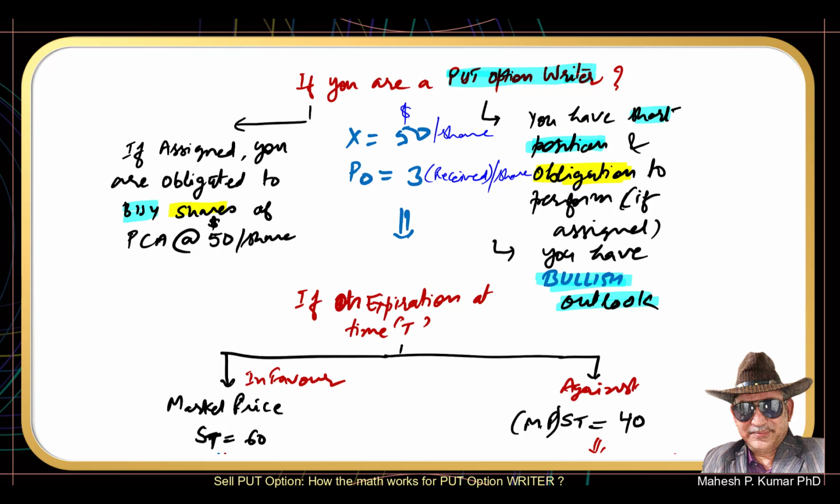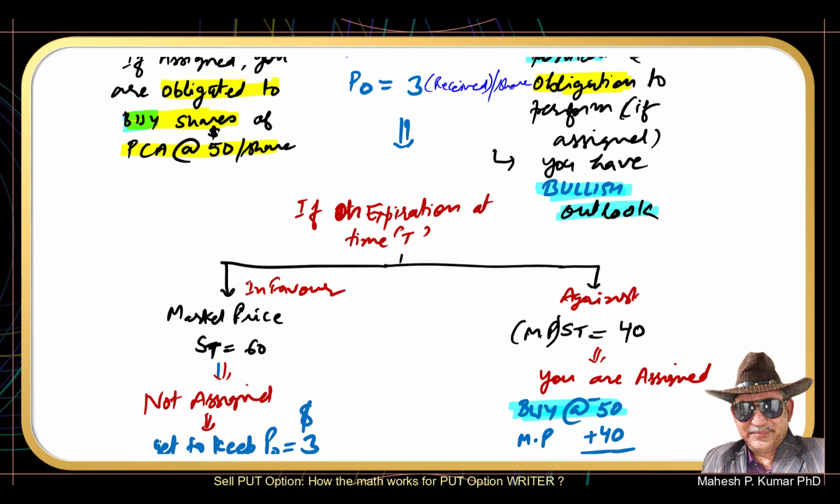and you have created this obligation that if assigned, you will have to buy the shares, right? The person who buys the put option has a right to sell, and the put option writer has an obligation to buy those shares. So you will have to buy these shares of PCA at $50 each if you are assigned on the expiration. Now let us assume a few scenarios.